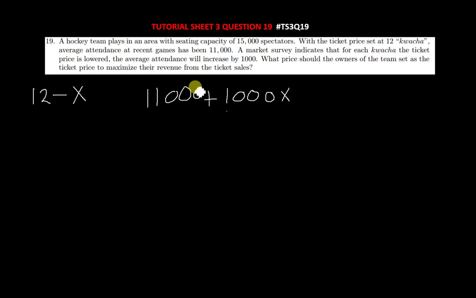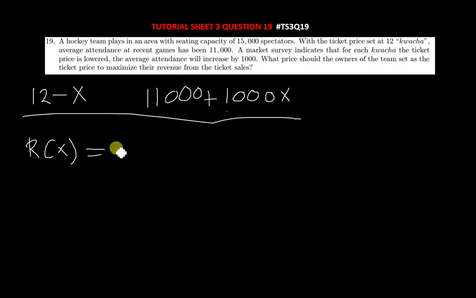So we add 11,000 plus 1,000x. In other words, to find the function which we're going to be using, you just need to multiply. So the revenue function here is just found by multiplying 12 minus x with 11,000 plus 1,000x.